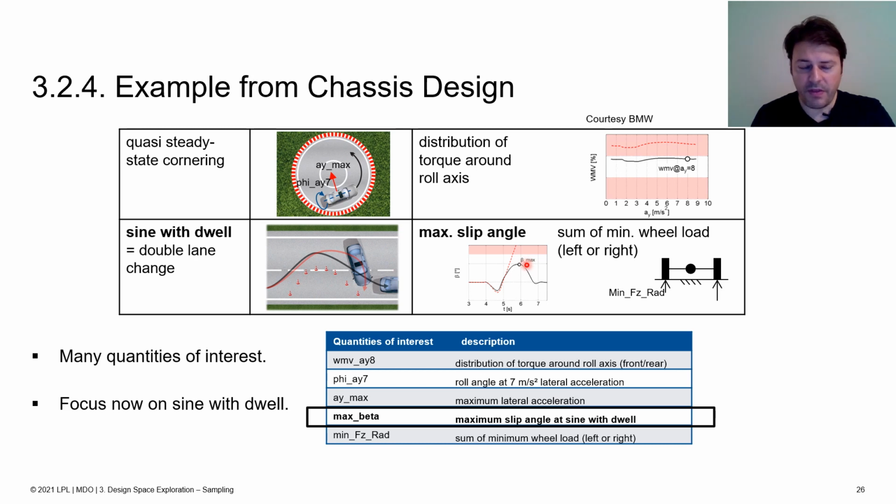Okay, and then there are other quantities of interest we are not going to consider. That would be, for example, the normal force that is exerted by the wheel on the street, which measures how close the vehicle is to tipping over. So to summarize, this is our quantity of interest, the maximum slip angle measured in this sine withdrawal maneuver, and we have 12 design variables to change it, to affect it.